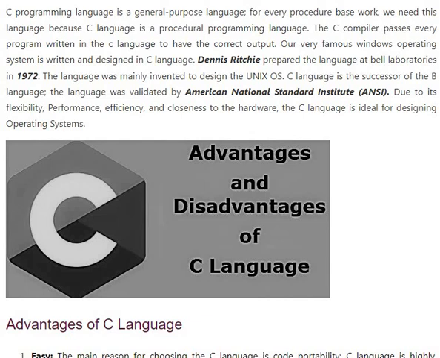So what are the languages before C? So we have BASIC, COBOL, Common Business Oriented Language. BASIC is Beginner's All-Purpose Symbolic Instruction Code. Pascal, Fortran is Formula Translation, and many other languages were available before C.